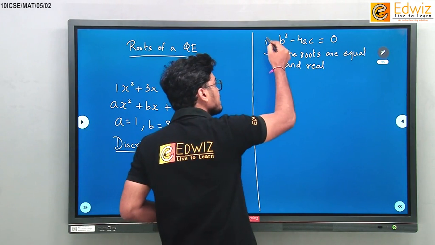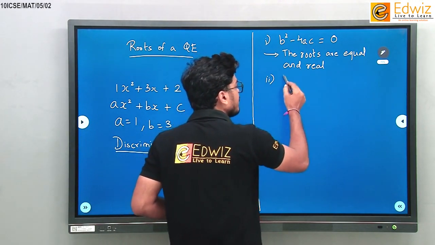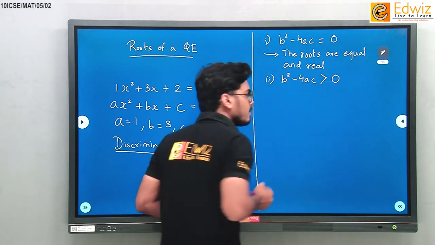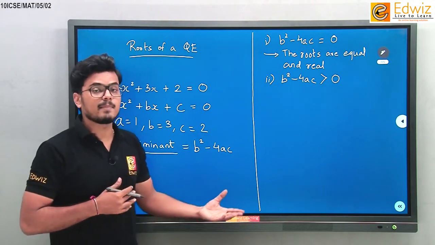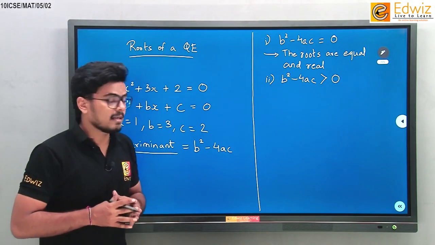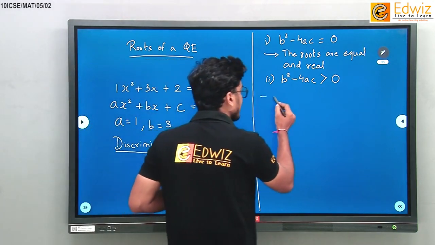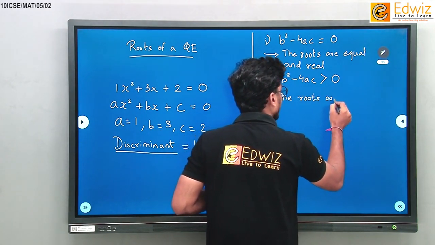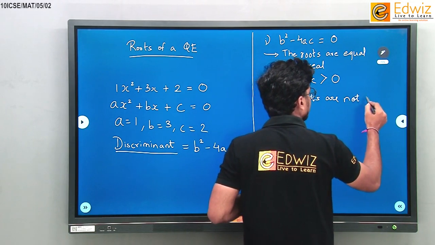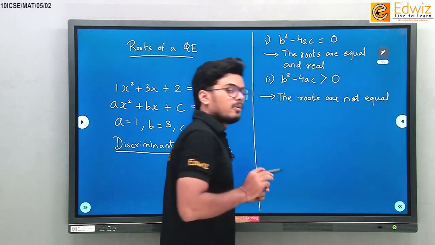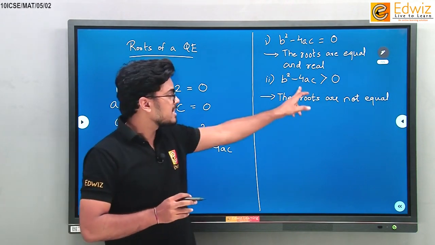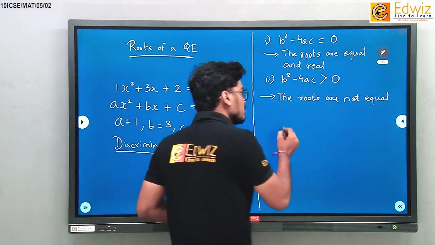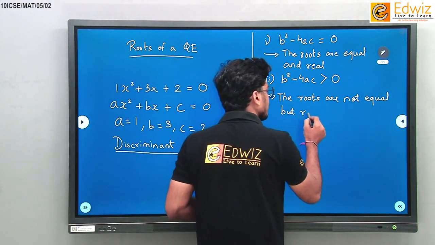Second scenario, this is the first scenario. Second scenario, the value of b square minus 4ac is greater than 0. Okay, अगर 0 से बड़ा कोई value आ रहा है मेरे लिए discriminant का value, if it is greater than 0, in that case, both the solutions, both the values, the roots are not equal. In that case दोनों अलग अलग वैल्यूज आएंगी. If b square minus 4ac is greater than 0, both the solutions are not equal, but in this case also they are real numbers.